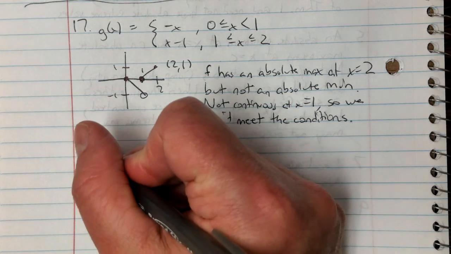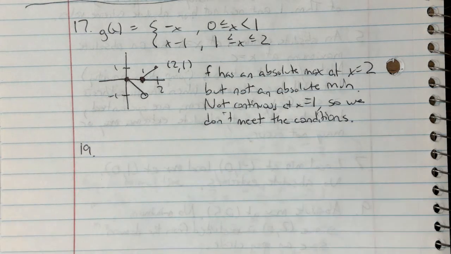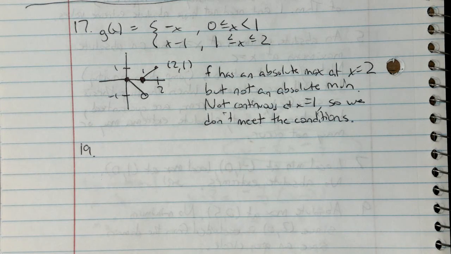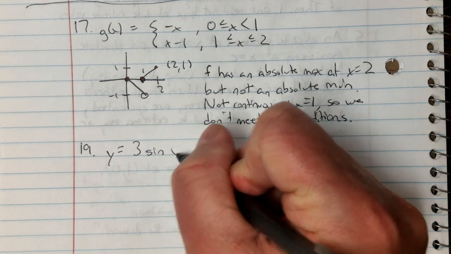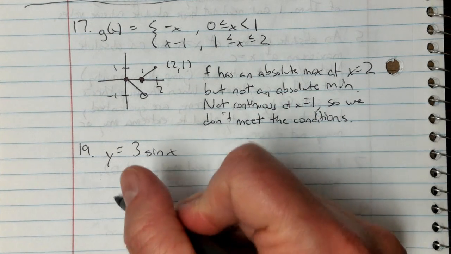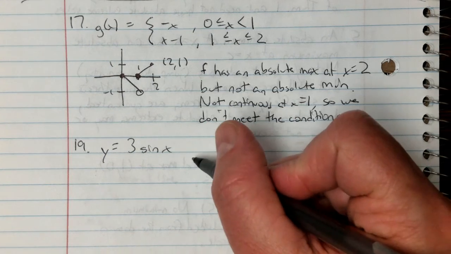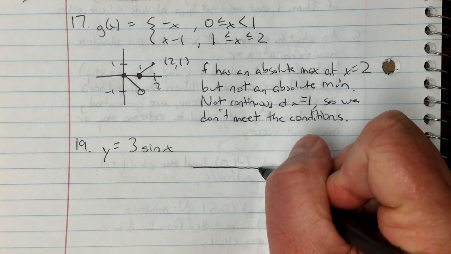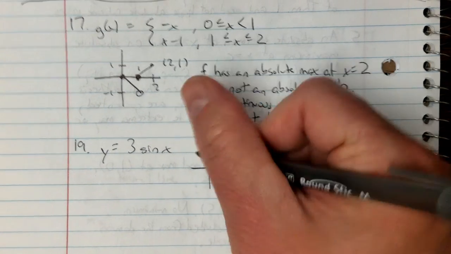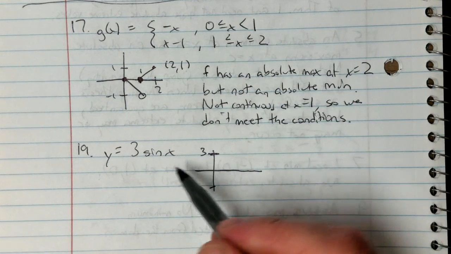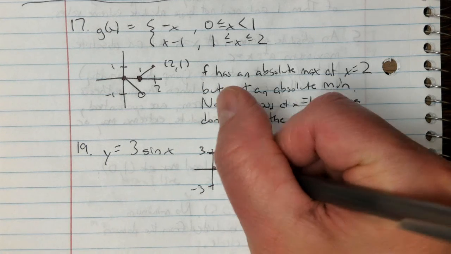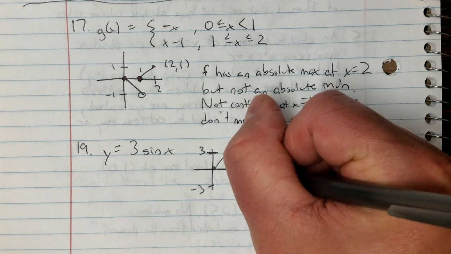Okay, number 19. This one, we just have y equal 3 sine x. Well, you may know from trig, when we looked at this before, that we could say it goes from 3 to negative 3, and since it's a sine graph, it kind of goes like this.